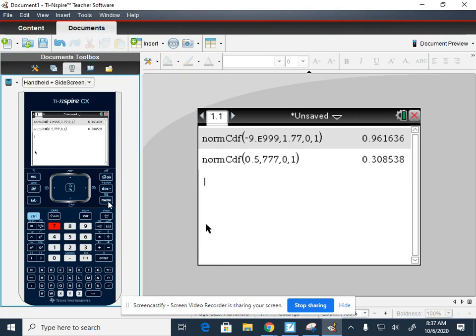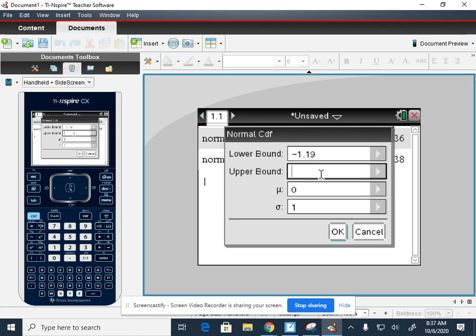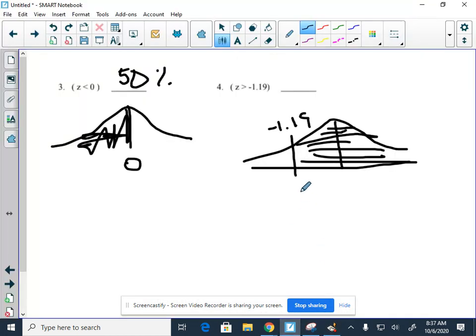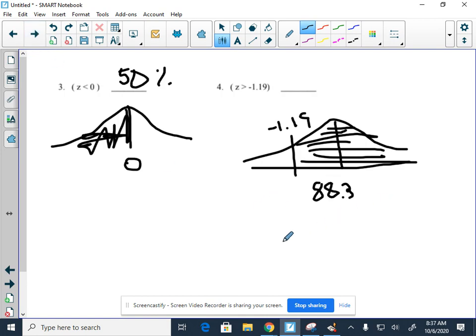So menu 652, we go from negative 1.19 to 99. I get 88.3. If you use something else, 77 or 999 should still get the same thing. What was the answer for 2? 30.9. Okay. So you got 88.3. 88.3%. Everybody good through number 4 now? Yeah. Okay.